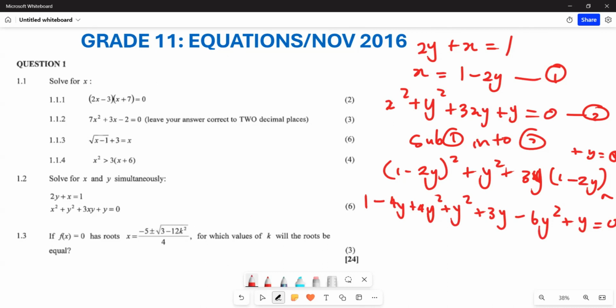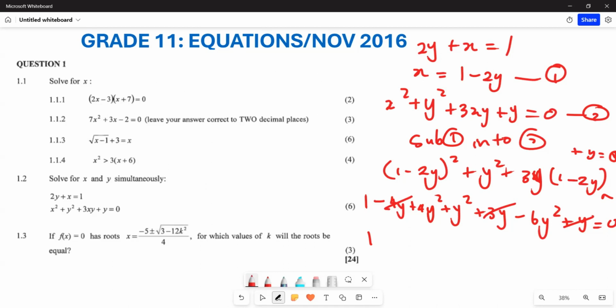Then from here, you're going to group your like terms. What is it that you're going to have here? Look, you are having your 3y plus y, which is 4y, and here you are going to be left with 1. Look, the negative 4y and 4y are going to cancel each other, right? Let's see what else is going to cancel each other here.